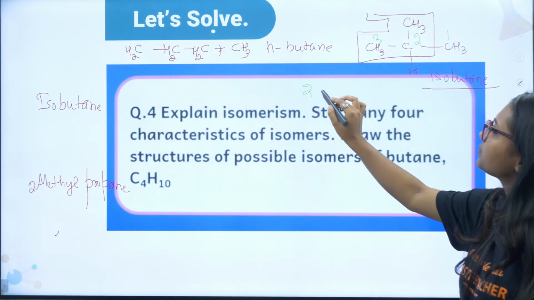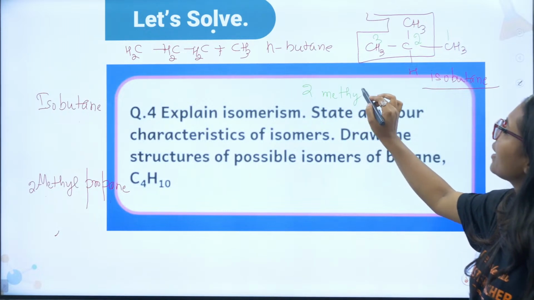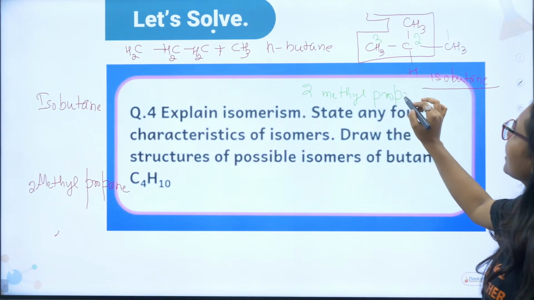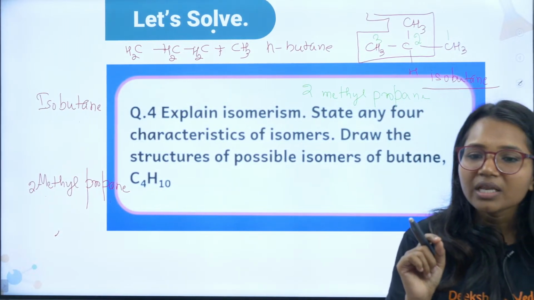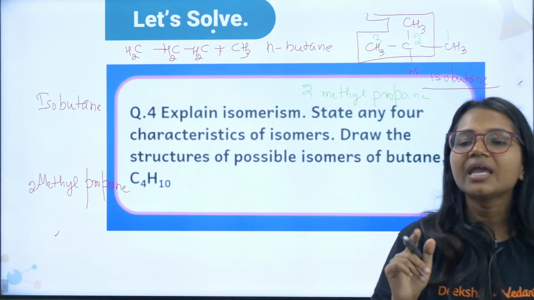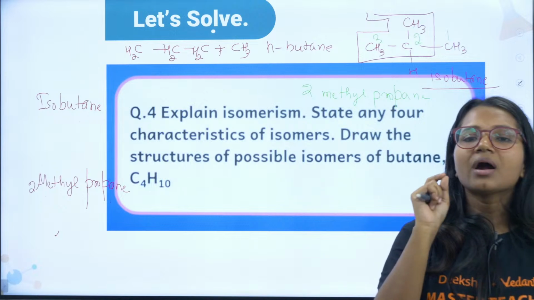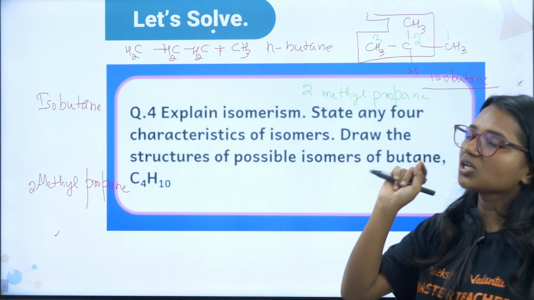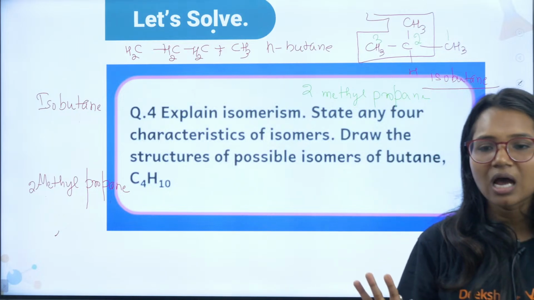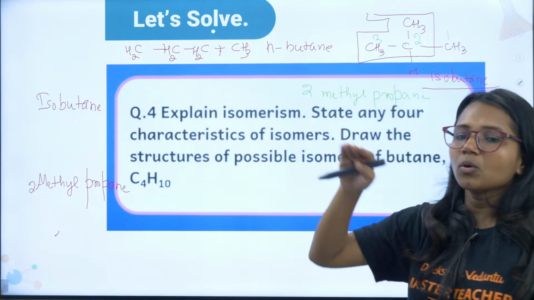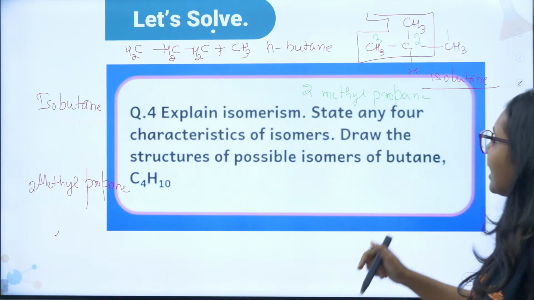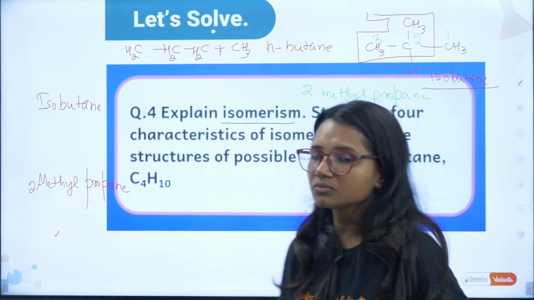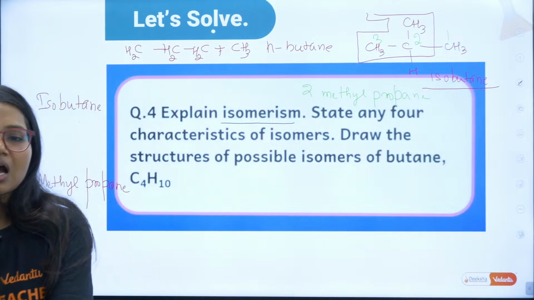Second position, methyl. 2-methyl, parent carbon chain, 3 atoms. So it will be propane. 2-methyl propane. Isobutane and 2-methyl propane both are the same. But 2-methyl propane is the IUPAC name. Isobutane is the general name for that. Understood now? Correct? And this is your normal butane, means straight. Fine? So now quickly let's solve this question. What is isomerism?